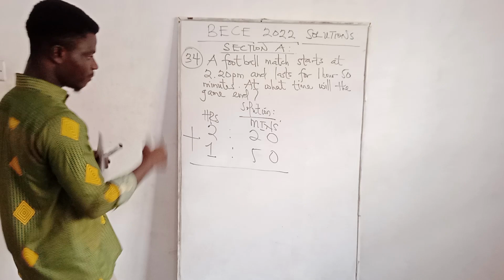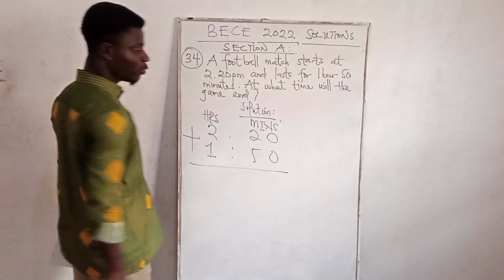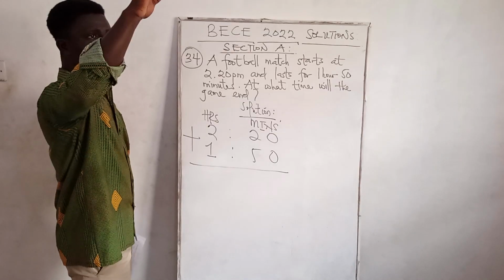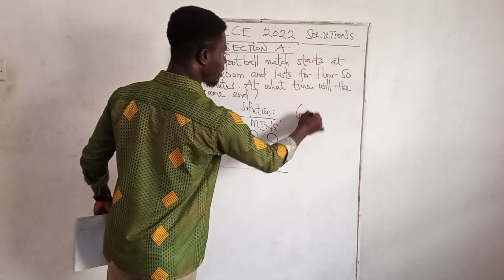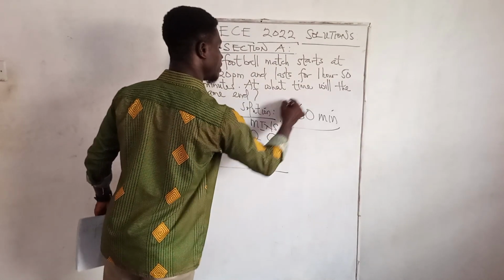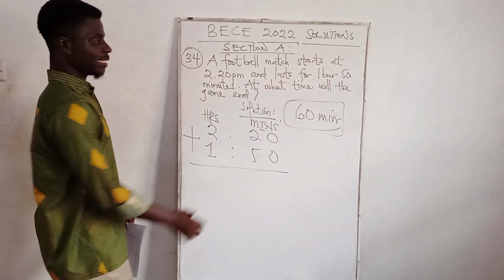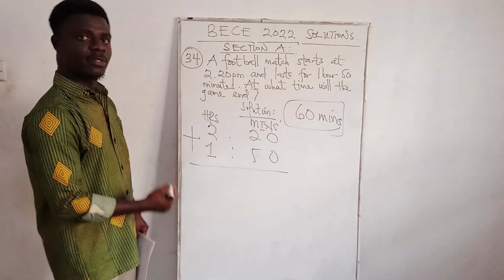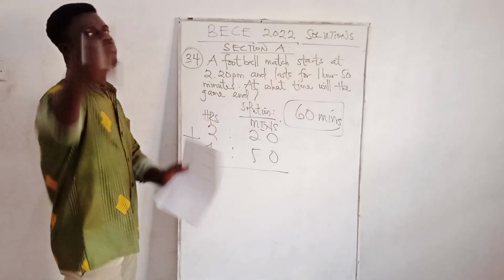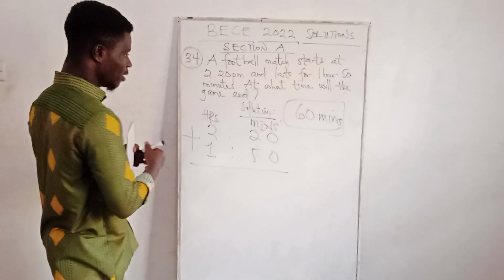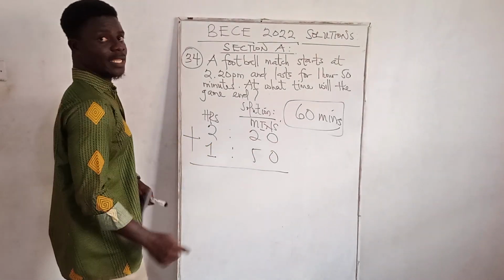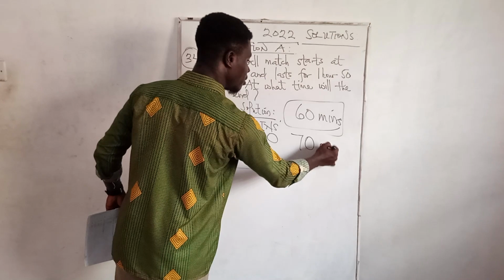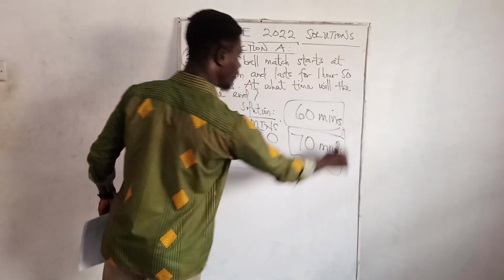Right. So now 50 added to 20. Now we are adding the minutes, and you know that the maximum minutes we have to get is 60 minutes. So we take note of that. When it is greater than 60, we have to carry. Don't forget. So 50 plus 20 is what? 70. So we have 70 minutes.